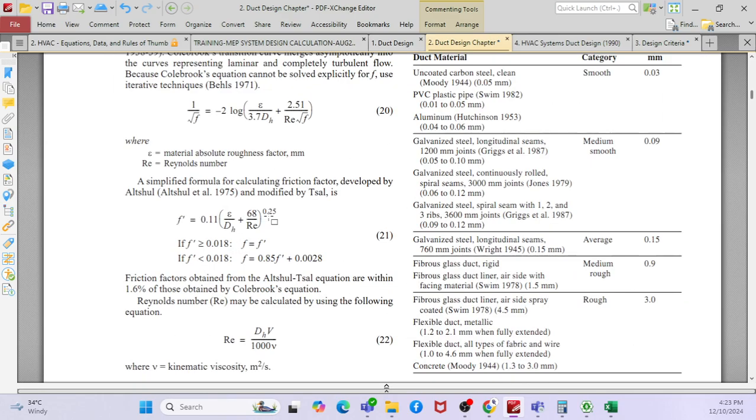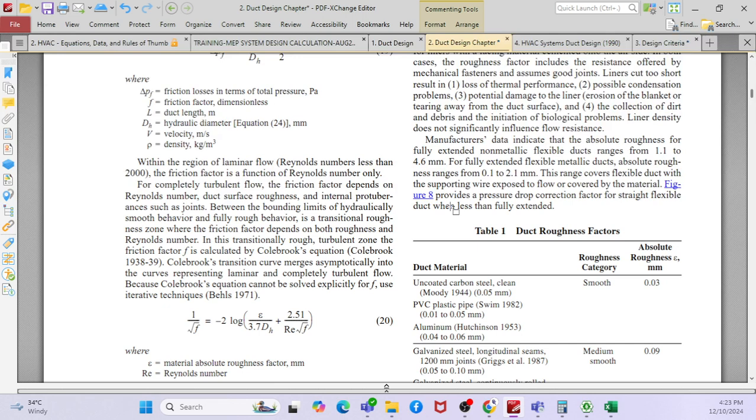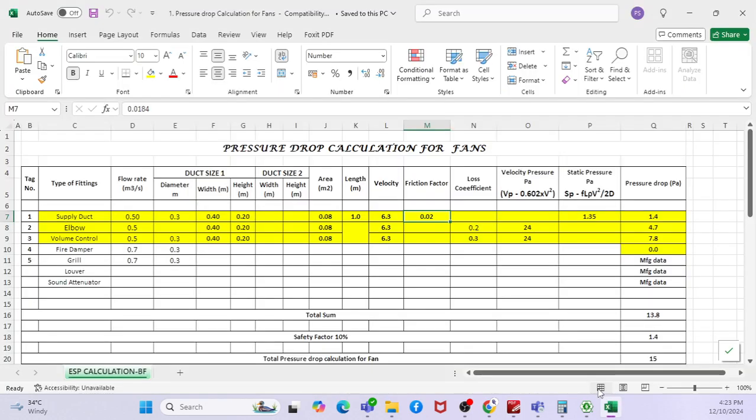But the loss correction doesn't come under that, right? The correction factor, can you go back to the Excel sheet, please? After the friction factor, you had another column that is only for bends and everything, loss coefficient. Loss coefficients are only for elbow or bends, fittings, elbow or bends and VCD damper, something like that. Understood. And for grill, louver, sound attenuator, you can get the pressure drop directly from the manufacturer data.